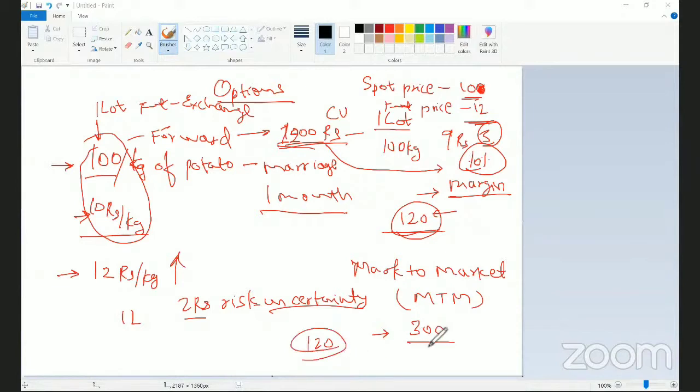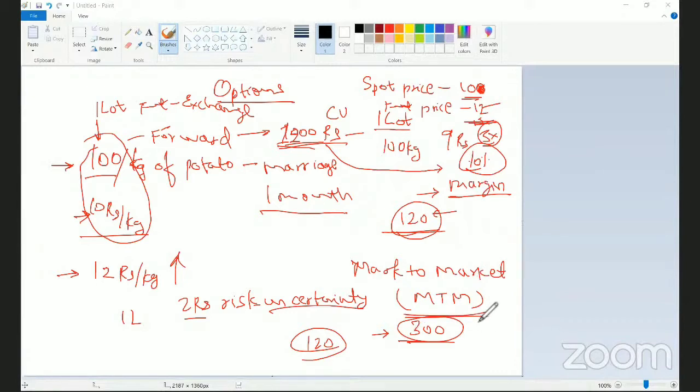So your margin is this much, but this margin is very less to take care of your M2M. So you need to ensure by the end of the day, you come and give me my mark to market, which is your loss, which is 3 rupees multiplied by the lot size. That's the mark to market. But suppose the contract goes from 12 rupees to 15 rupees, now my mark to market, I have to give it to you. The vendor has to give it to the buyer. That's how the mark to market keeps changing daily.